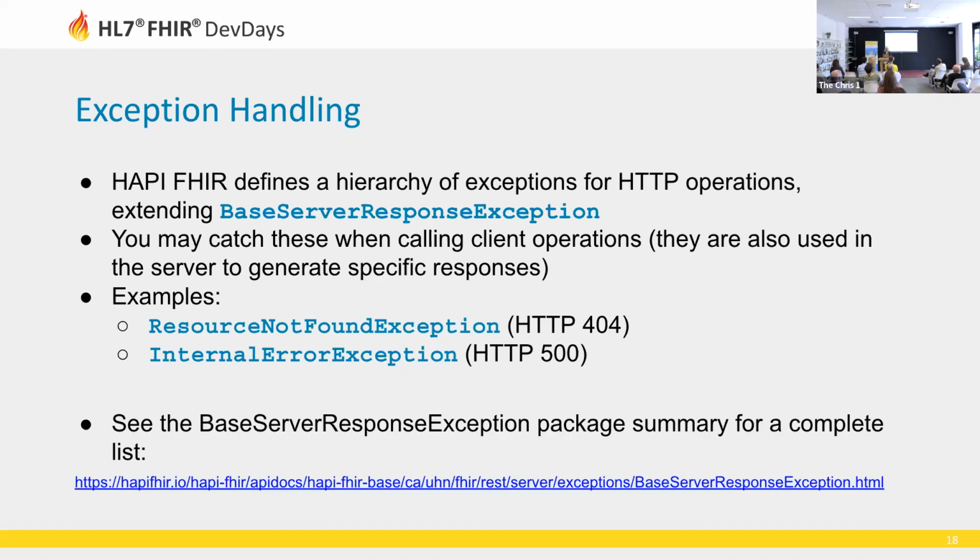So for example, I've got two up here: ResourceNotFoundException, which of course corresponds to your classic HTTP 404. You might want to catch that if you're doing a FHIR read, because that way you can know whether we actually got something back. If the server is broken and it's returning HTTP 500s, then you're going to want to catch the InternalErrorException.